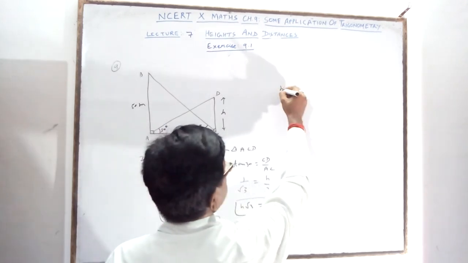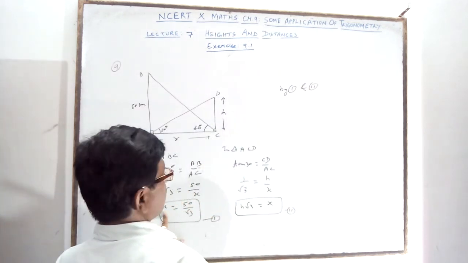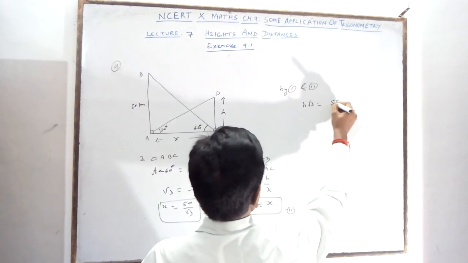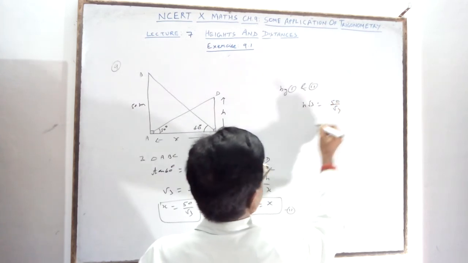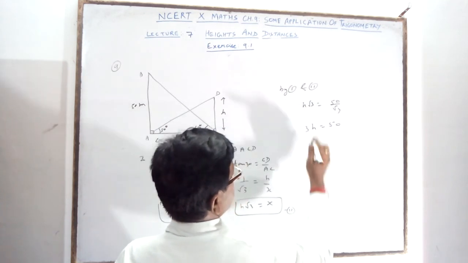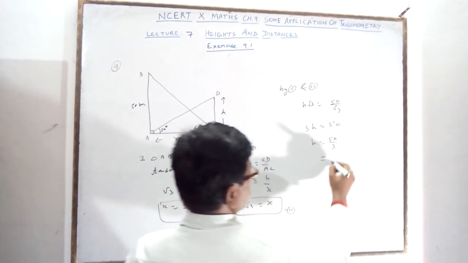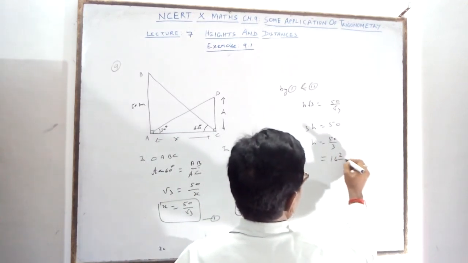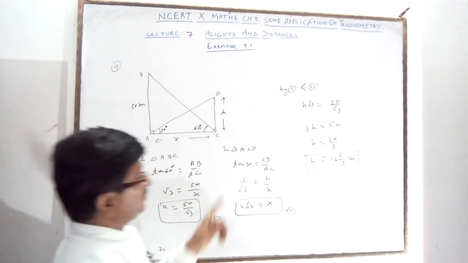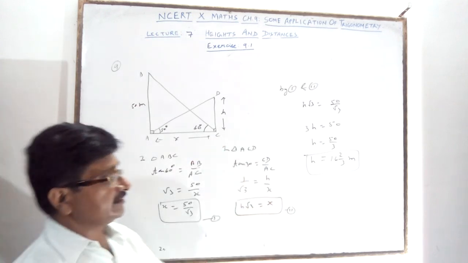By first and second, put the value of x here. h root 3 is equal to 50 upon root 3. Cross multiply: 3h is equal to 50, root 3 into root 3 is 3. Then h is equal to 50 by 3. 16 whole 2 by 3 meter, that is 16.67, is the height of the building.